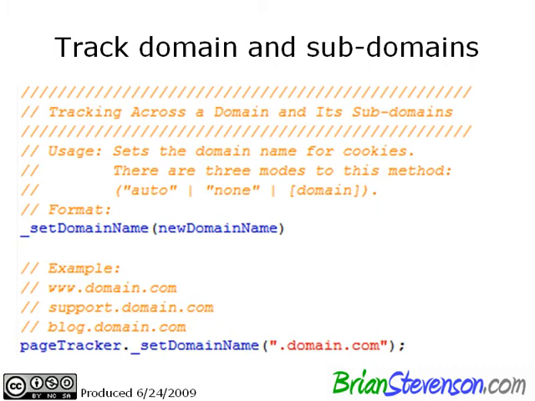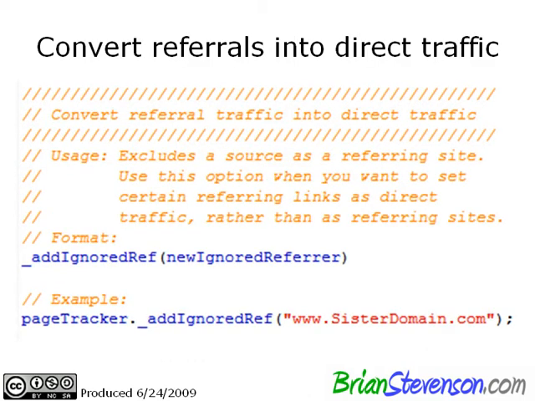Google Analytics makes it easy for you to share the cookie in between all of those sites. And so by setting a cookie value of .domainname.com, you've essentially made that cookie accessible to all of your domains under domain.com. So that's an excellent one to use. Another function that you might want to consider using is the _add_ignore_ref function, and that will convert your referrals into direct traffic.